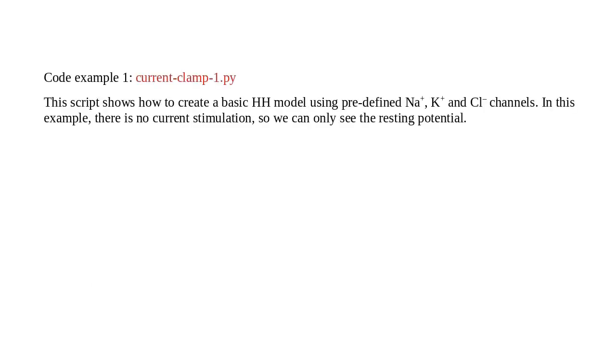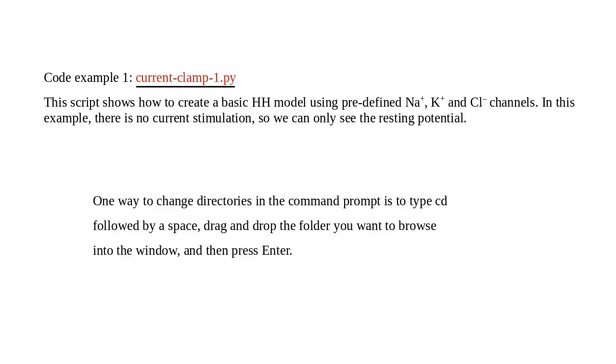Let's see the first example. This script shows how to create a basic HH model using predefined sodium, potassium, and chloride channels. Since there is no current stimulation, we can only see the resting potential. If you are working on Windows, you need to start the command line and navigate to the folder which contains the PyHH files you have downloaded from GitHub. One way to change directories in the command prompt is to type a CD followed by a space, drag and drop the folder you want to browse into the window, and then press Enter.